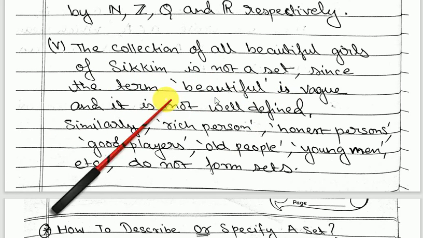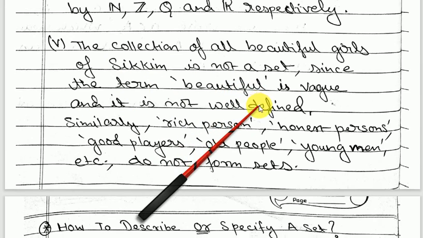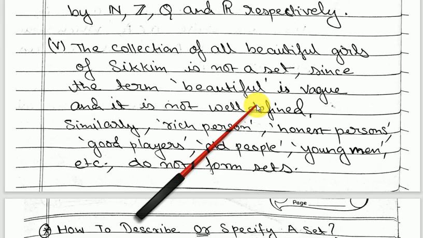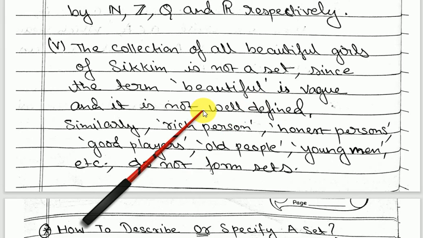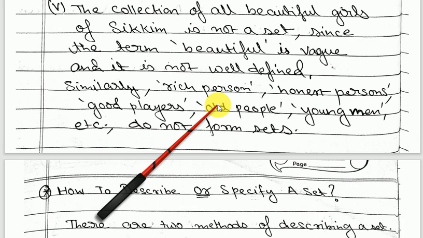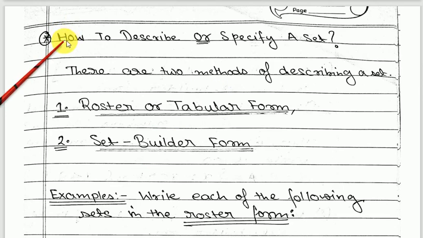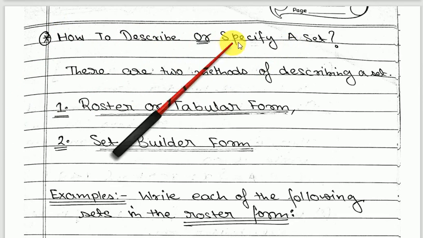Okay, in this set they'll have a name of different people, different girls. So it is not well defined. A set is nothing but a collection of well defined distinct objects, and by well defined we mean that there should be no confusion about the inclusion and exclusion of any object. Clear?